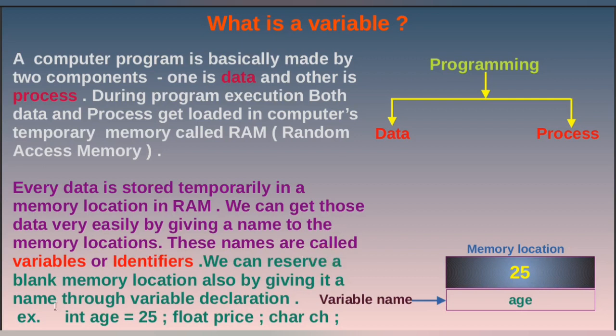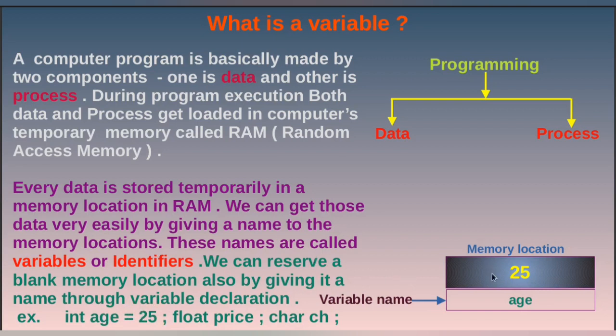We can reserve a blank memory location also by giving it a name through variable declaration. If we want to reserve a blank memory location, we can reserve it by giving a name, means declaring a variable. Here you can see in the examples. First example is int age = 25. Here the variable is age and the value 25 is stored in the variable age.